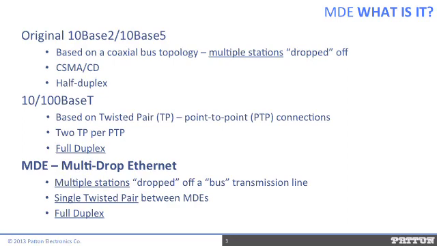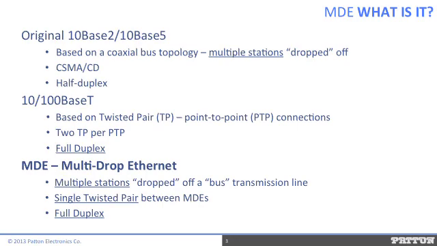100 Base-T is also known as fast Ethernet, which will be our principal reference. To sum up these two media types, coaxial Ethernet was half duplex, multi-drop, and collision sensitive, whereas fast Ethernet is point-to-point, full duplex, and collisions are infrequent.